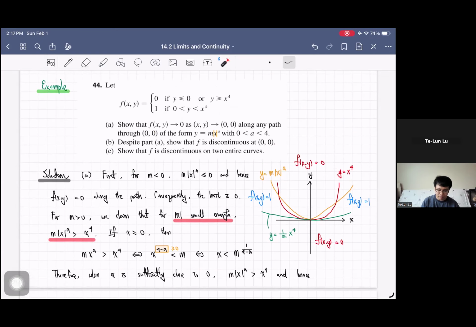The second part, part B, wants you to show that f is discontinuous at the origin. As we mentioned in the first part of this video, even if you compute the limit along arbitrarily many different paths to the origin or any point, you still cannot conclude that it is continuous, because there are infinitely many possible curves that approach the origin. So for part B, what we want to show is that either along some path the limit does not exist, or along another path the limit is non-zero, which is what we concluded in part A.